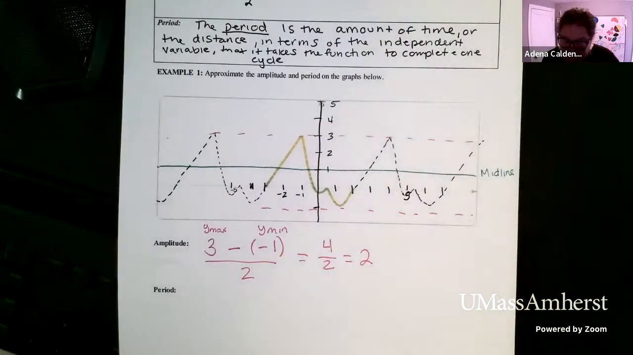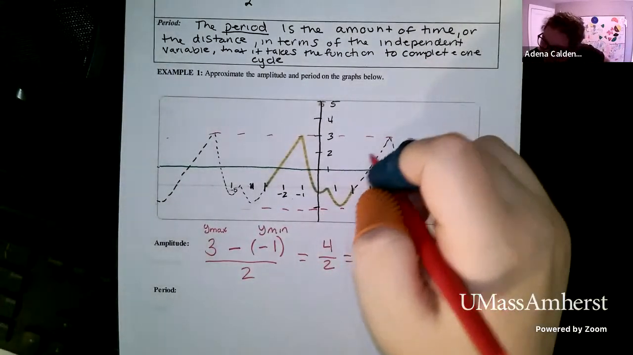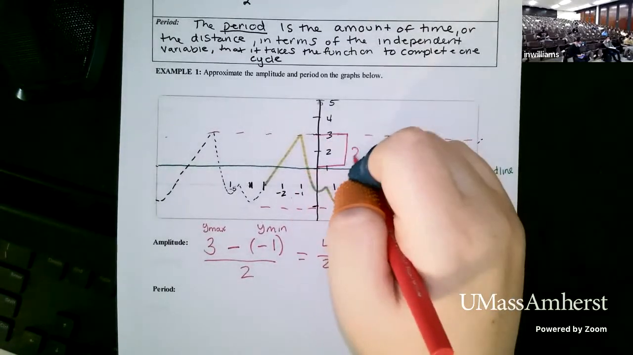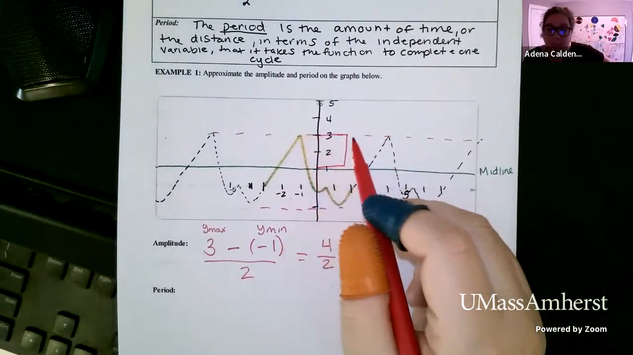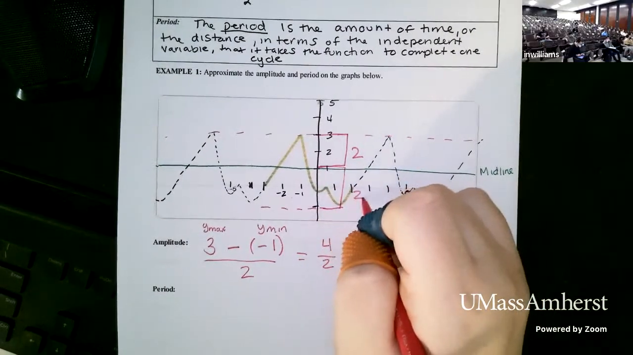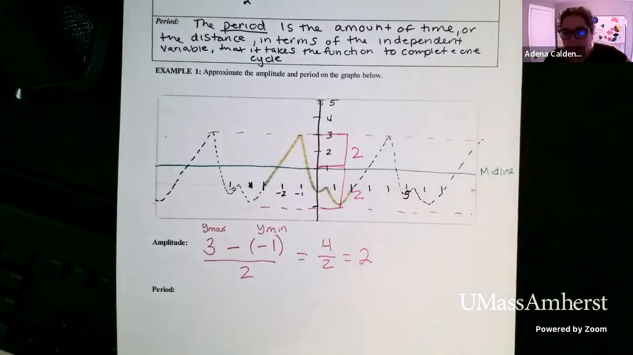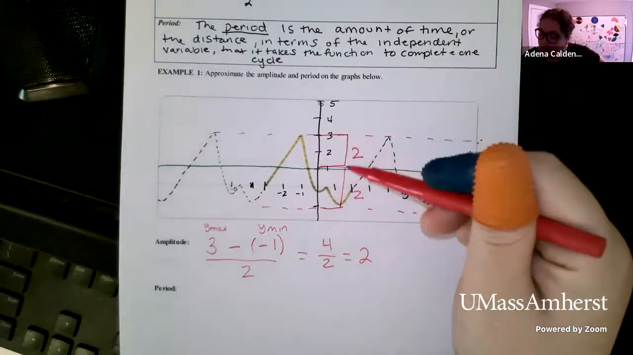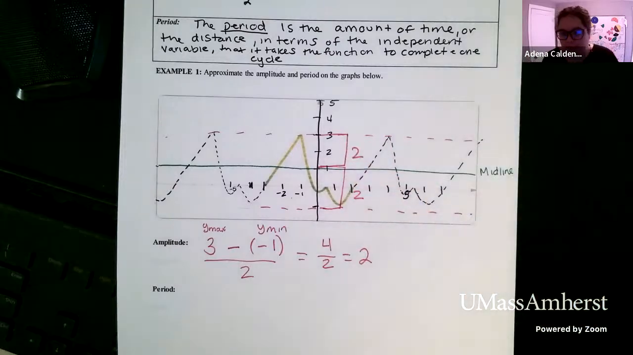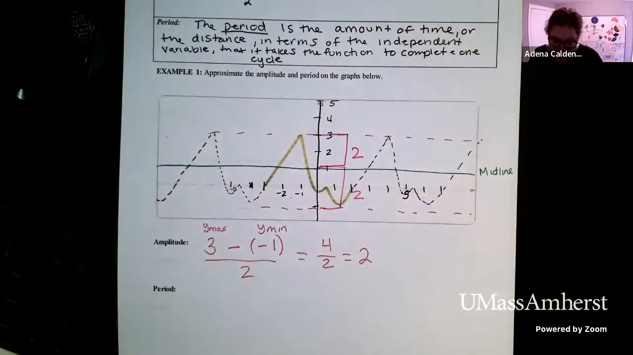Since the amplitude is 2, that means we vary up by 2 to get to the maximum Y value, or down by 2 to get to the minimum value. Okay, so if you go 2 units in either direction from the midline, you're going to reach the extrema. That's what the amplitude is telling us.